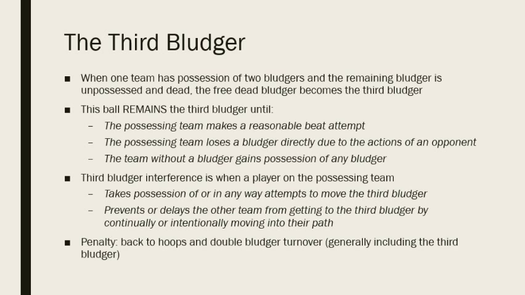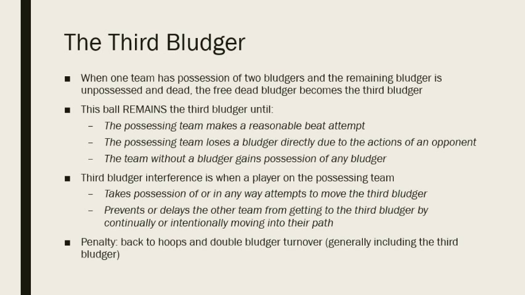Okay, and it's similar to what it's always been, right? Third bludger interference is when a player on the possessing team takes possession of or in any way attempts to move the third bludger. So you can't pick it up, you can't move it, you can't do anything with it, you just need to leave it there. And you also cannot prevent or delay the other team from getting to the third bludger by continually or intentionally moving into their path.